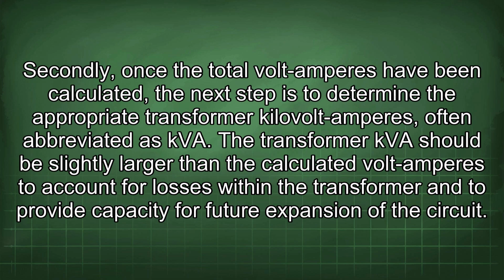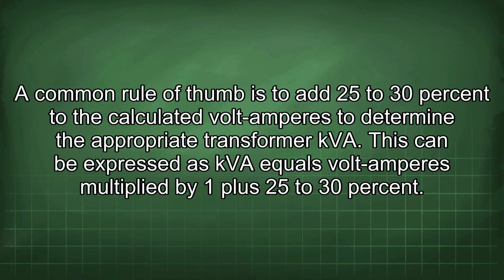Secondly, once the total volt-amperes have been calculated, the next step is to determine the appropriate transformer kilovolt-amperes, often abbreviated as kVA. The transformer kVA should be slightly larger than the calculated volt-amperes to account for losses within the transformer and to provide capacity for future expansion of the circuit. A common rule of thumb is to add 25 to 30% to the calculated volt-amperes to determine the appropriate transformer kVA. This can be expressed as kVA equals volt-amperes multiplied by 1 plus 25 to 30%.